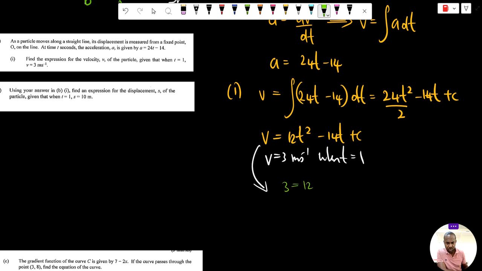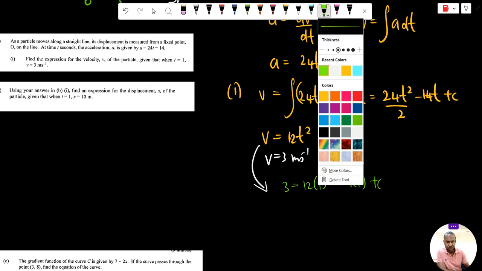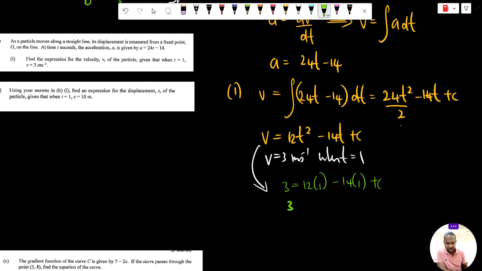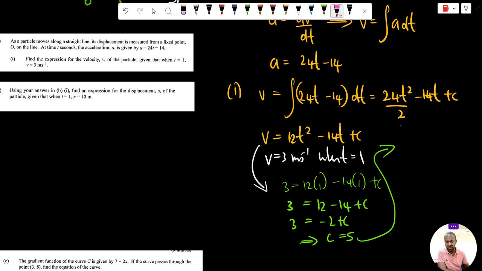And so we have 3 equals 12 times 1 minus 14 times 1 plus c, right? So what this means is that 3 equals 12 minus 14 plus c. So 3 is equal to minus 2 plus c. And therefore, c is equal to 5. So c is equal to 5. And from this, we can say that our equation for the velocity is v equals 12t squared minus 14t plus 5. So this is the velocity as a function of time. Good? All right, so that was part 1.